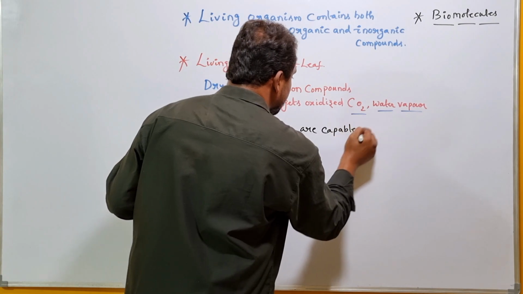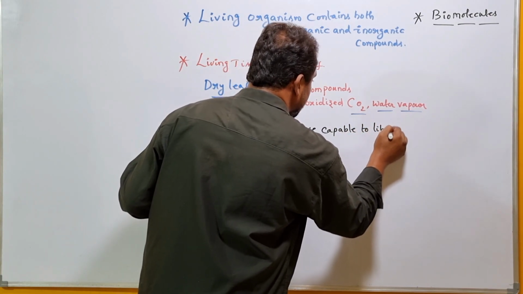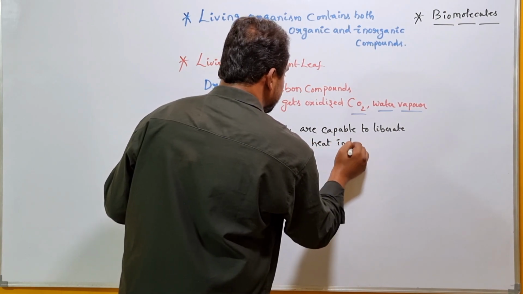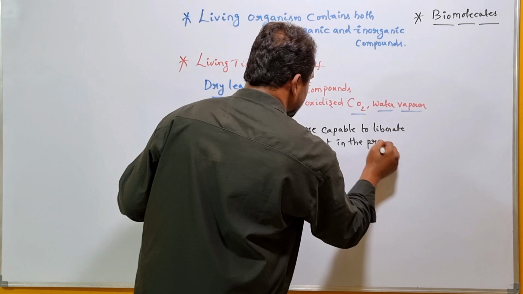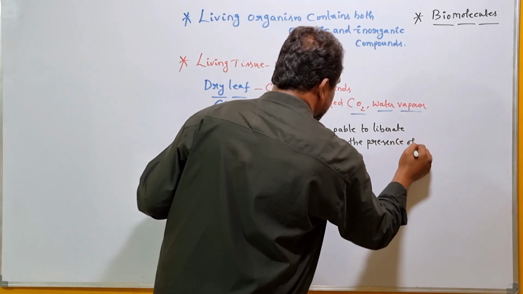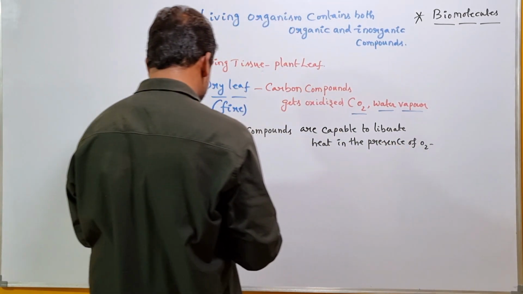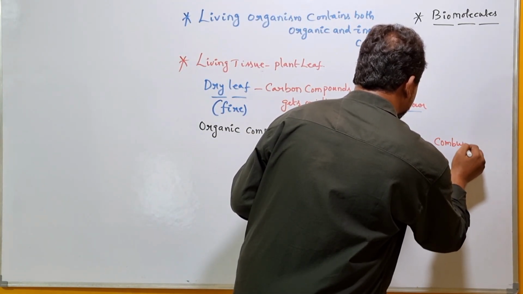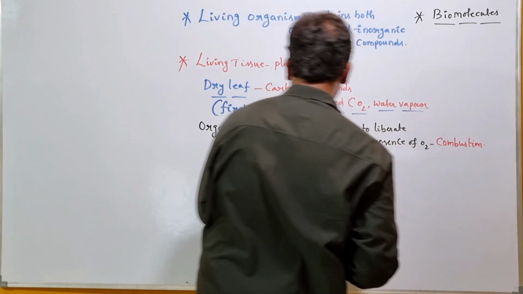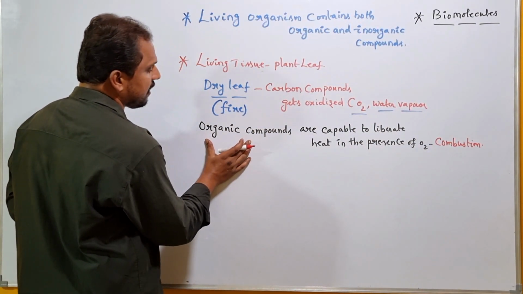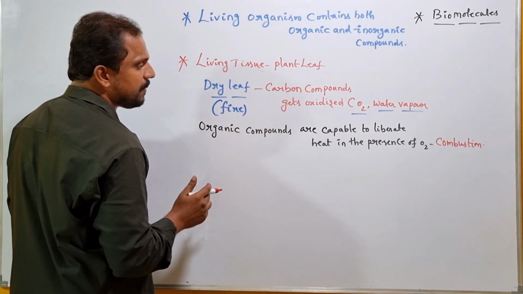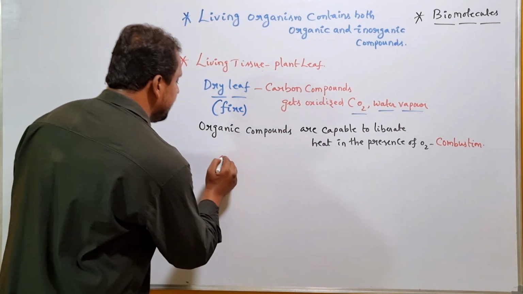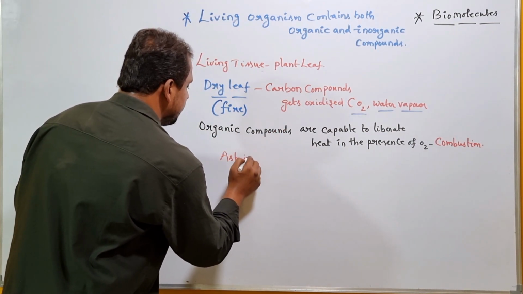Are capable to liberate heat in the presence of oxygen, and this specific phenomenon here is termed as what? Combustion. And ultimately ash is obtained here. Once all the organic compounds are capable of liberating heat in the presence of oxygen by means of combustion, ultimately ash is formed.